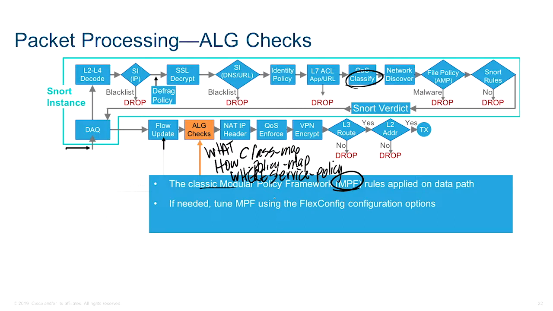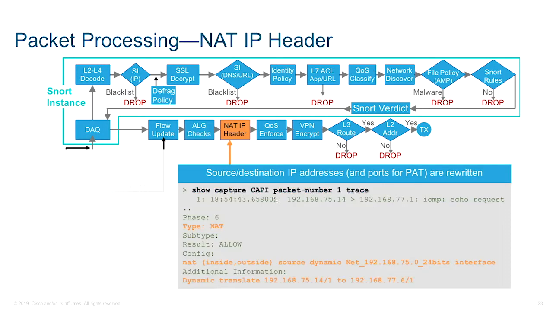So the classic modular policy framework has been around for a very, very long time, available in your router platform, your switch platform, and of course here in your firewall, Firepower platform, giving us the ability to categorize traffic, define how to treat that traffic, all in a policy, and then apply that policy, for example, to an interface.